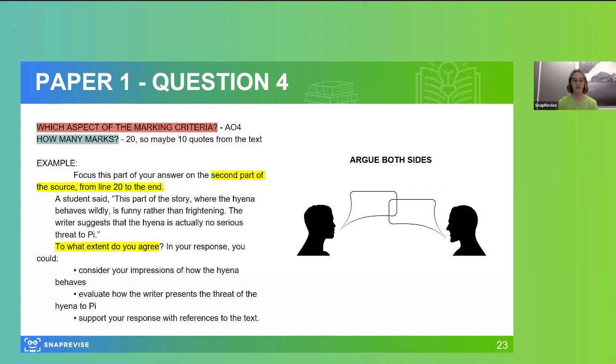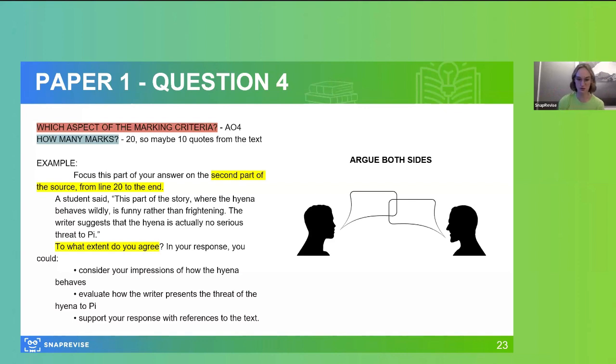So from this section, this question relates to the extract about the hyenas. So the question says, focus this part of your answer on the second part of the source from lines 20 to the end. Again, you're being told where to look. A student said, this part of the story where the hyena behaves wildly is funny rather than frightening. The writer suggests that the hyena is actually no serious threat to Pi.